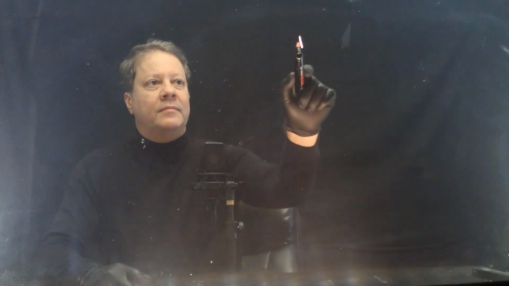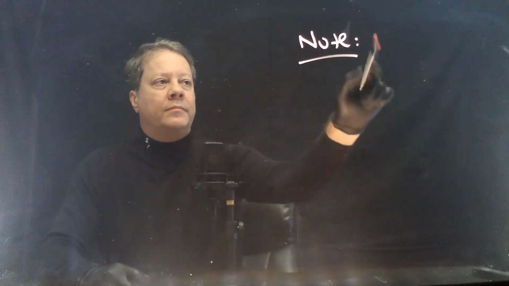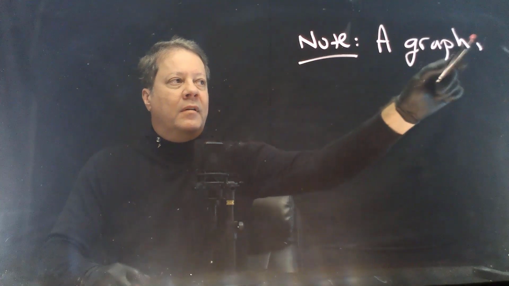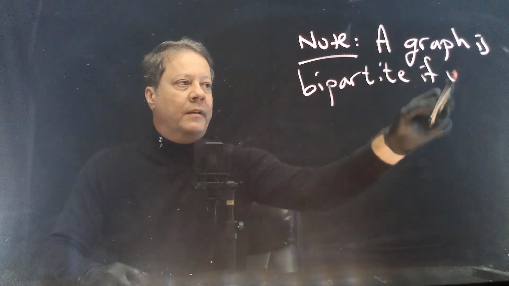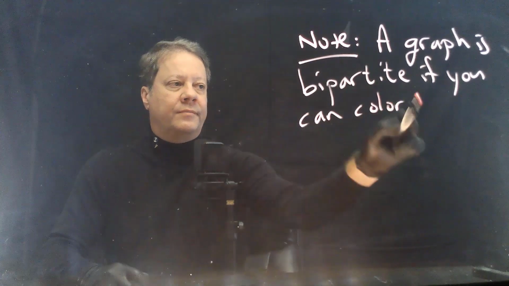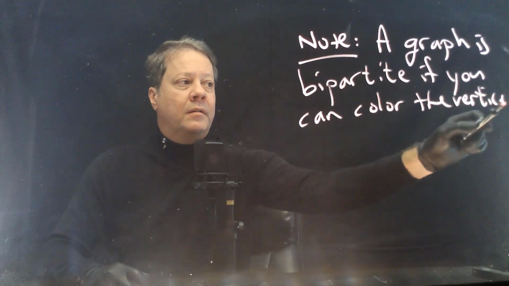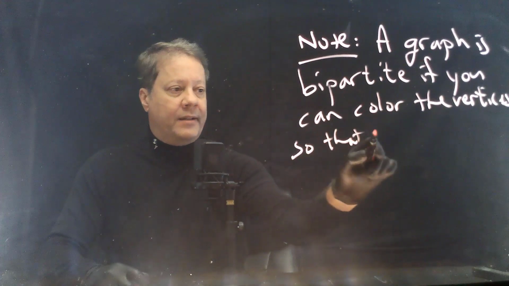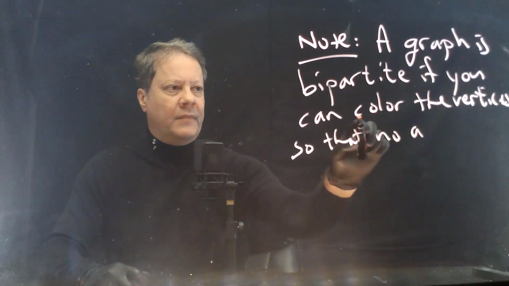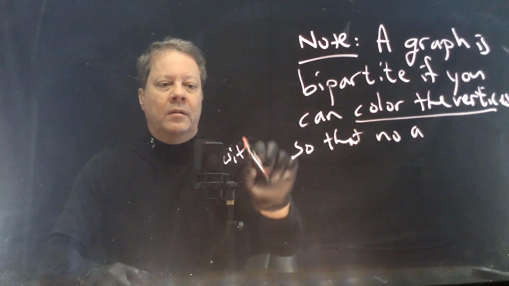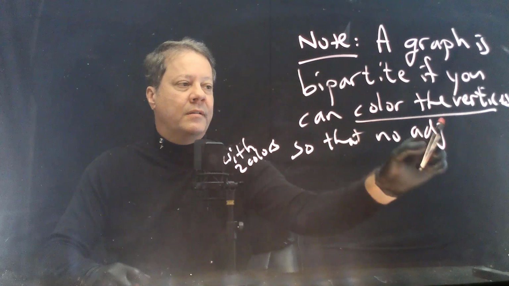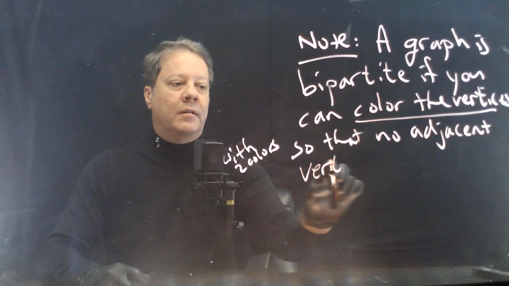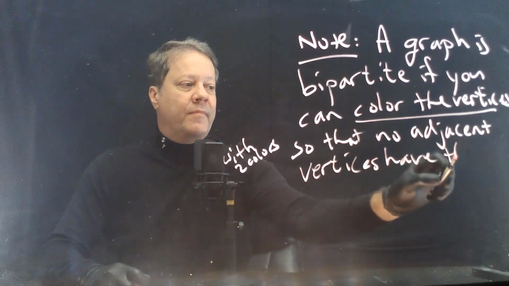And so K4 is, it turns out, not bipartite. There's an easy test for determining whether or not a graph is bipartite. A graph is bipartite if you can color the vertices with 2 colors so that no adjacent vertices have the same color.